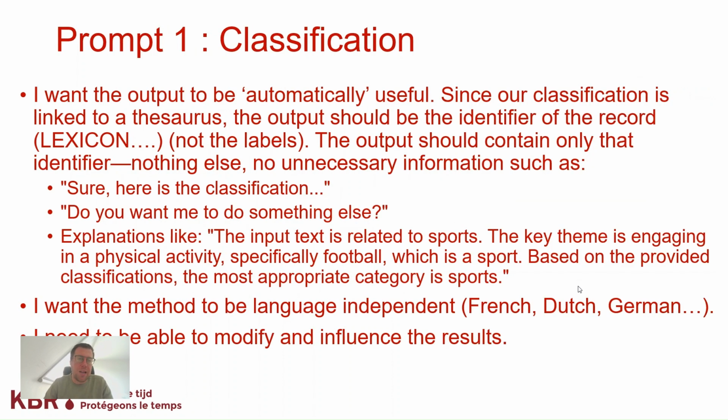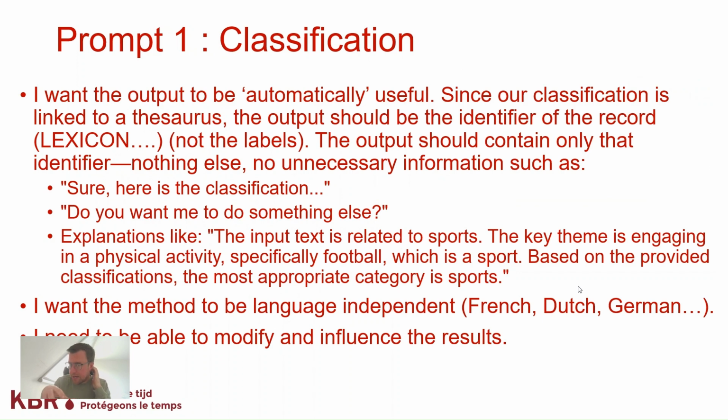For the first one, the classification, it was important that the output was useful automatically. So I said in the beginning that we use a local identifier for classification. We want that the outcome is that identifier, not a label like sports or economy. No, the identifier and only the identifier. Also, we wanted to avoid unnecessary information like, sure, here's the classification, or do you want me to do something else? Explain why, it gave an explanation, classification, and so on.